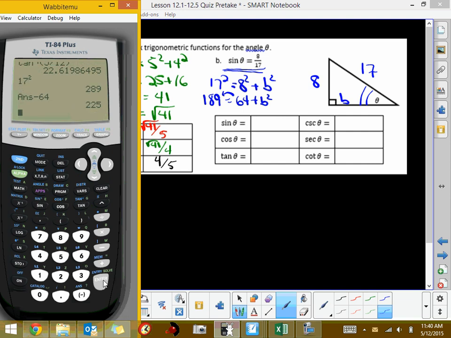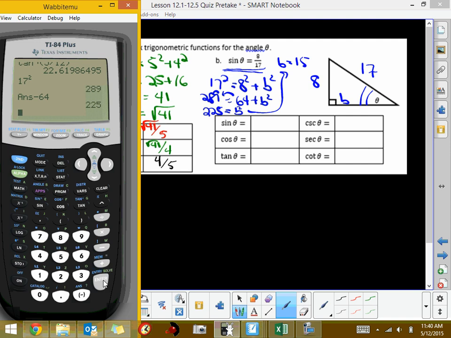Okay, so I had a little brain melt here. This is 289. We're going to subtract the 64, and that gave us 225. And we've got to take the square root of that. So that means b, getting a little messy here, I'm going to come up here. b is equal to 15.